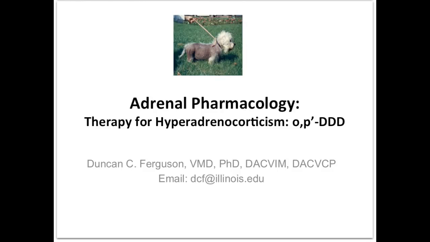In this unit, we'll be talking about o,p'-DDD as therapeutic for hyperadrenocorticism. A little bit of background: most of our diseases associated with hyperadrenocorticism are pituitary-dependent hyperadrenocorticism, but this is a drug that also can get at direct issues with the adrenal glands, such as metastatic carcinoma or adrenal adenomas.